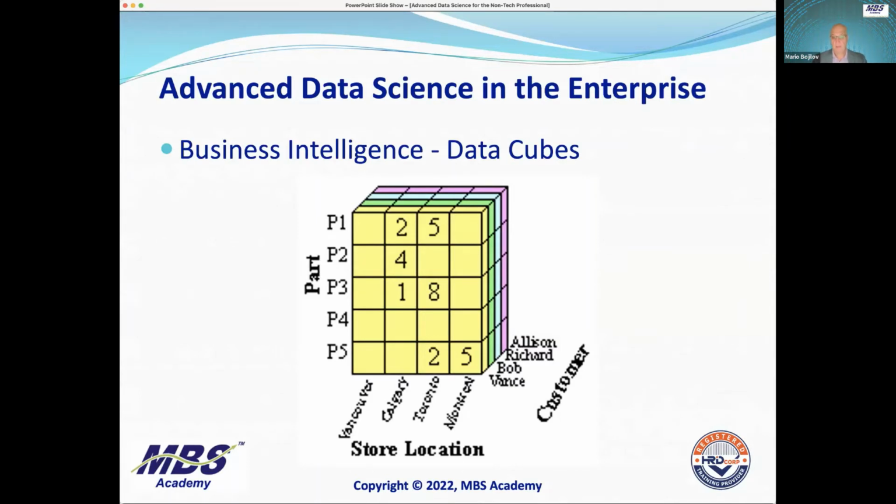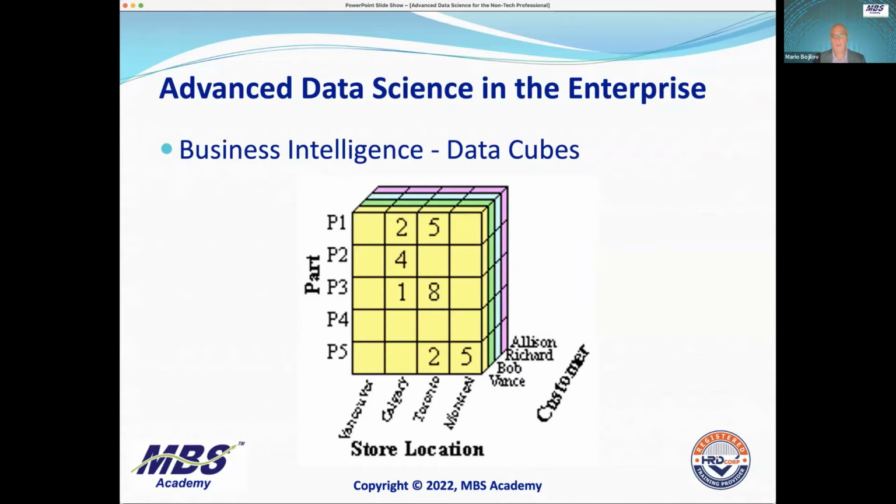They basically, based on some dimensions, the so-called dimensions here, or the criteria in everyday language, here the criteria are part, location, and customer. So we can ask any question. Basically, we can ask, who is our best customer for part number 2 in Vancouver? Or who is our best customer for part number 4 in Montreal? This is what the data cube does.